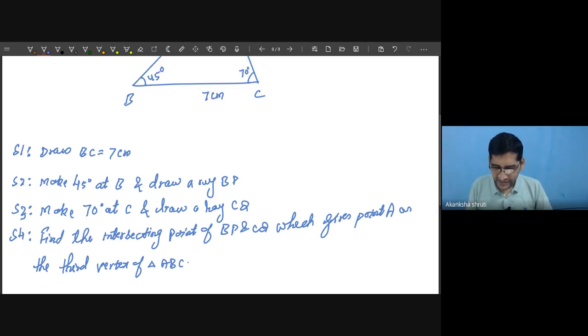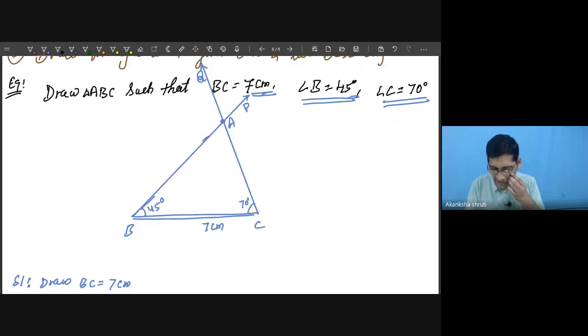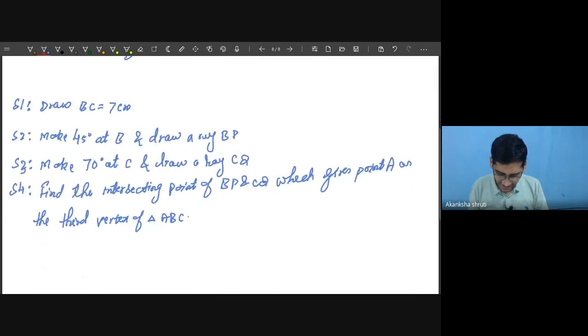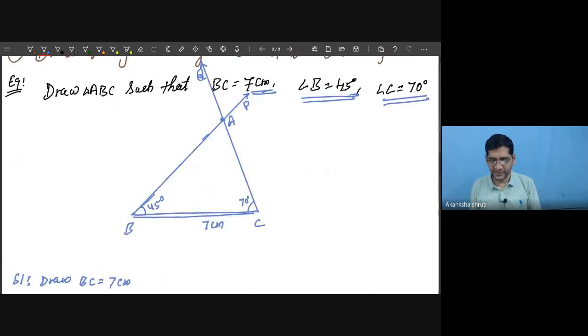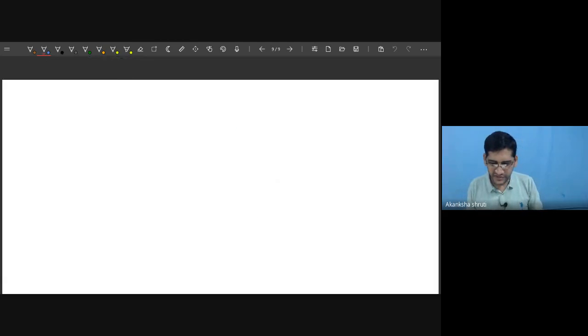So this way, by knowing this 7 centimeter and these angles 45 degree and 70 degree, the triangle ABC is drawn. So it is this way that we can draw. Okay. So this is all about how to draw the triangle with base and two angles. The next we have to draw the triangle with, so let us go for the next.